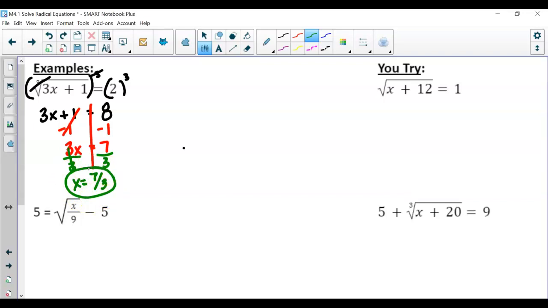So here, go ahead and try the U-try on your own. Now before we do, notice how we have a radical and it's equal to a positive. So we're good. We're going to have a solution, nothing extraneous.